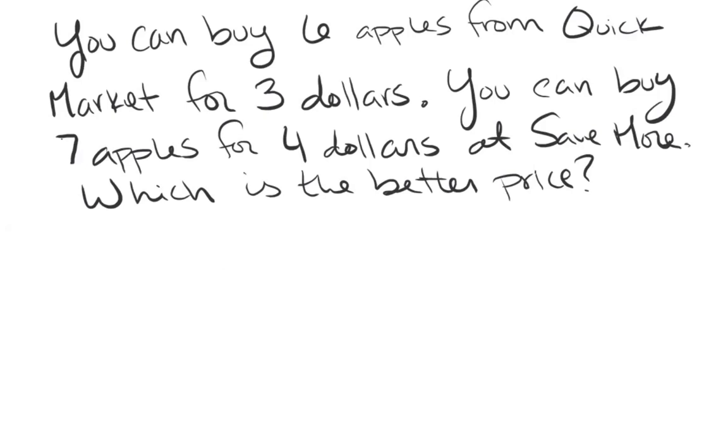Let's look at this example problem. You can buy 6 apples from Quick Market for $3. You can buy 7 apples for $4 at Save More. Which is the better price? We are given two different rates, 6 apples for $3 and 7 apples for $4. I can represent these rates as fractions.